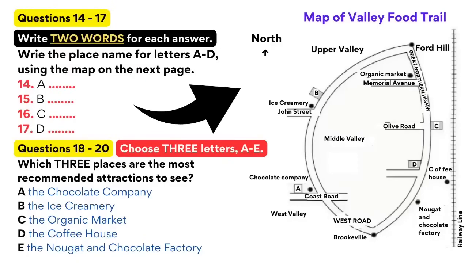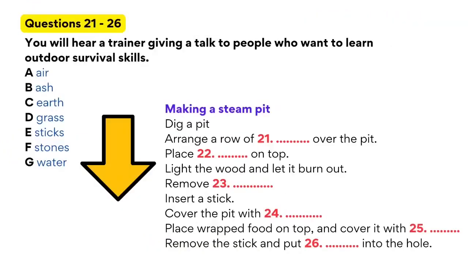That is the end of part 2. Now turn to part 3. Part 3. You will hear a trainer giving a talk to people who want to learn outdoor survival skills. First, you have some time to look at questions 21 to 26. Now listen carefully and answer questions 21 to 26.